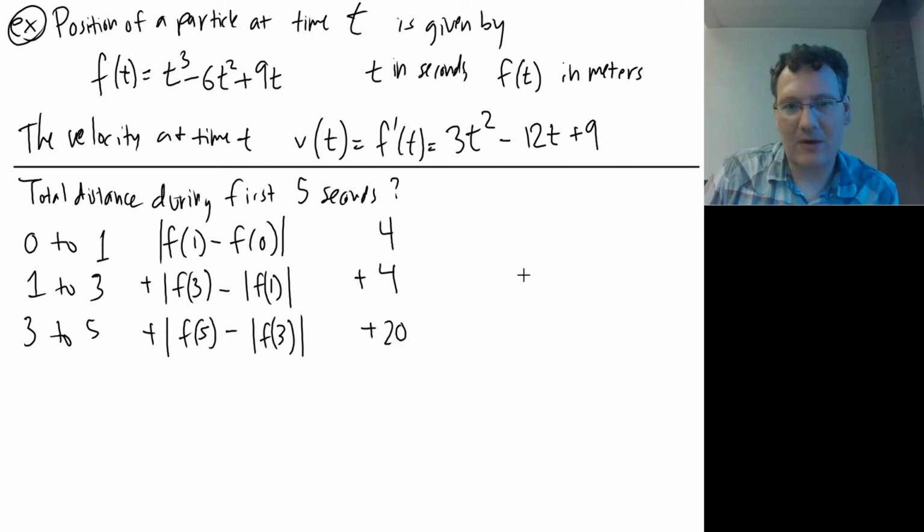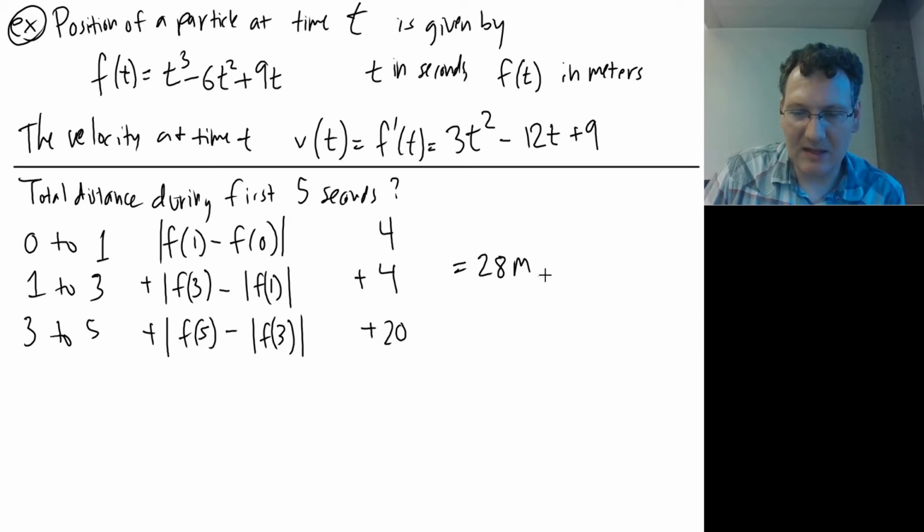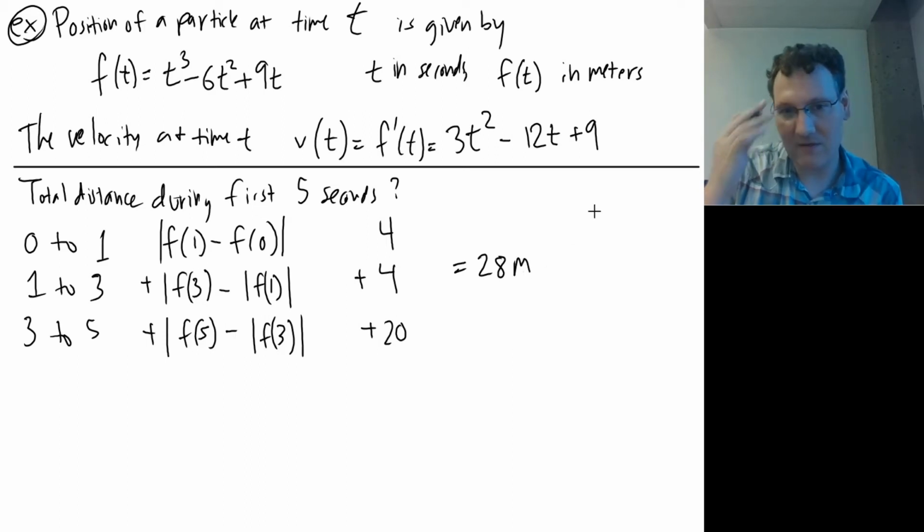So if you work these out, I'm not going to do it all here, but you can work these out all together. This is 28 meters that this particle travels in total during the first 5 seconds. That's not the net distance, that's the total distance, meaning counting going back and forth.